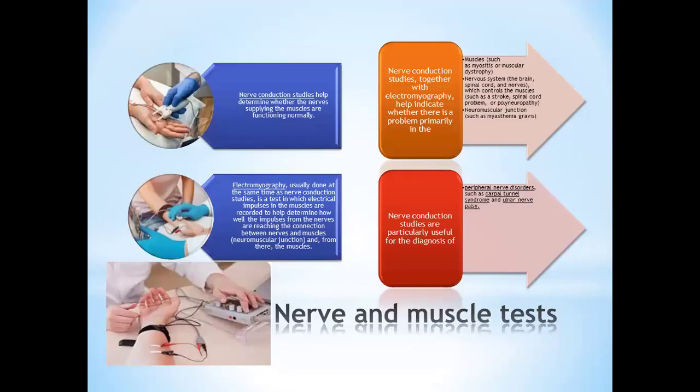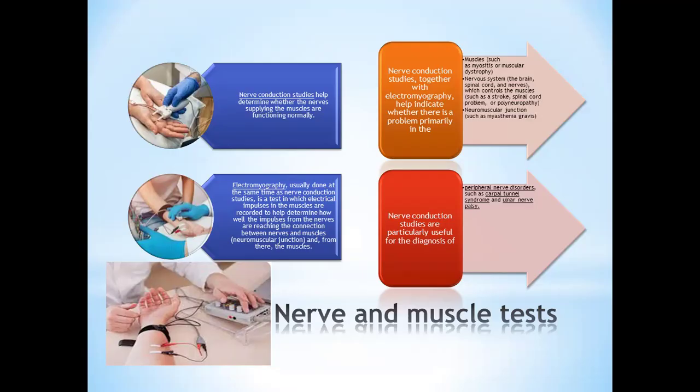Next is the nerve and muscle test. Nerve conduction studies help determine whether the nerves supplying the muscle are functioning normally. Electromyography, usually done at the same time as nerve conduction studies, is a test in which electrical impulses in the muscles are recorded to help determine how well the impulses from the nerves are reaching the connection between nerves and muscles, and from there the muscles.